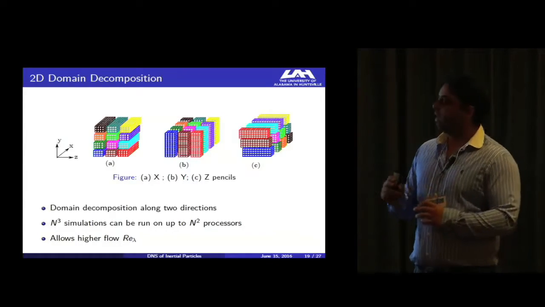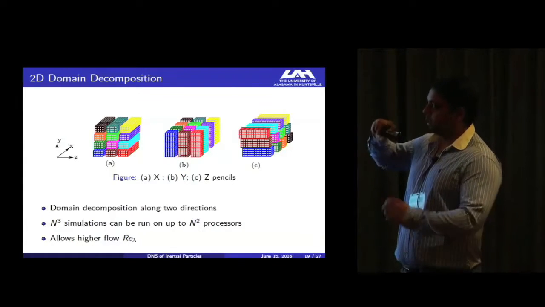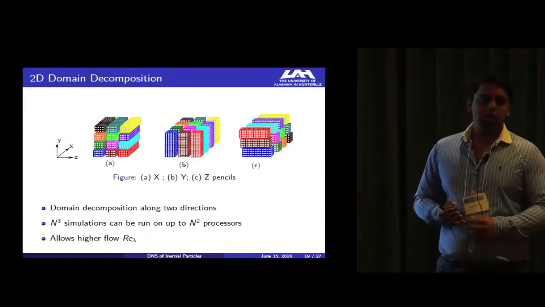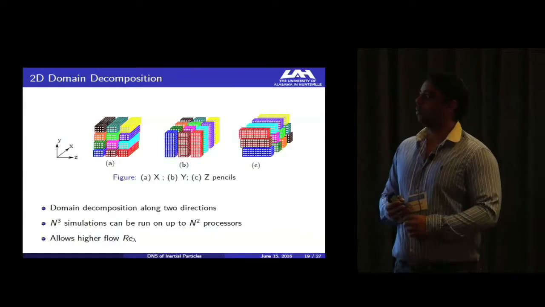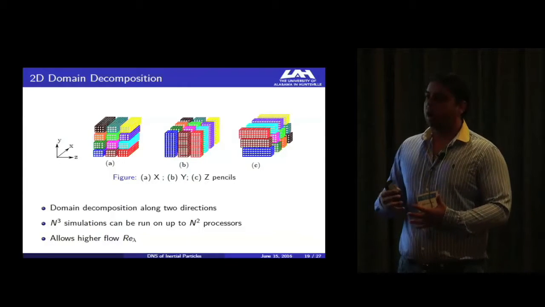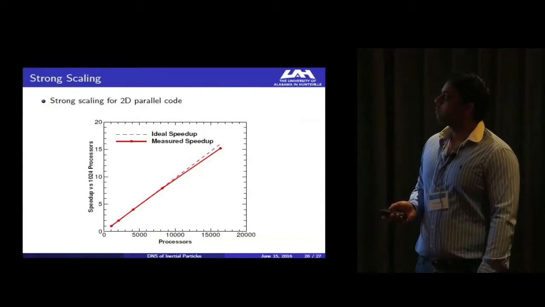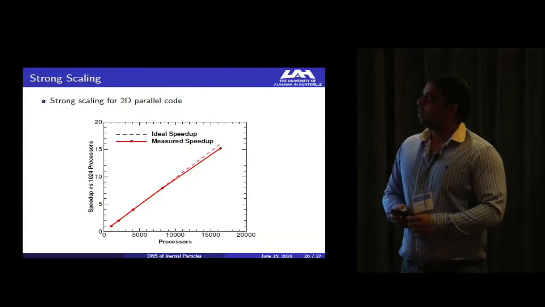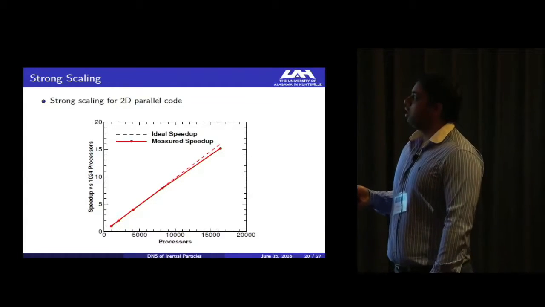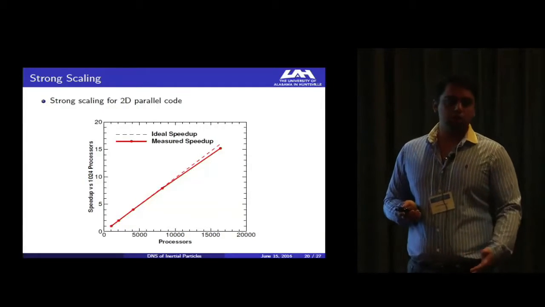Now instead of slabs, we have pencils, and each process has data local along one direction. So what it does is it allows us to perform N cube grid simulations on up to N squared processors, which as a result will allow us to perform higher Reynolds number DNS simulations. Here is the scaling of our 2D parallel code, and we can see that we have been able to achieve reasonably good scaling up to 60,000 processors, and we are still working on improving the scalability of our code.